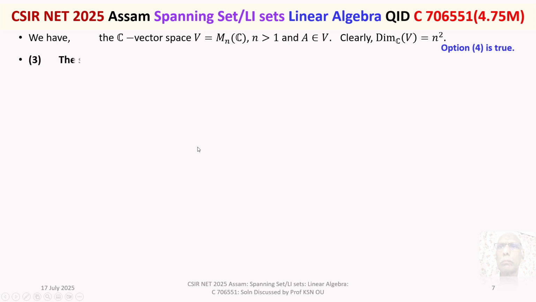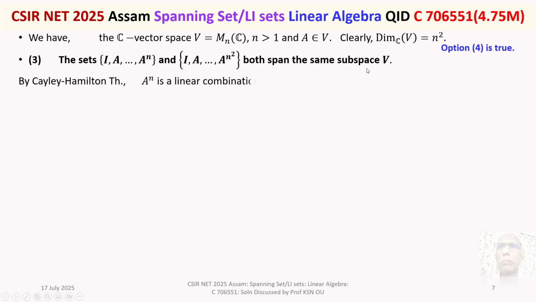Agreed. So, let's go to the option 3, the sets consisting of I, A, etc., A power n, and the set consisting of I, A, etc., A power n square, both span the same subspace of V.